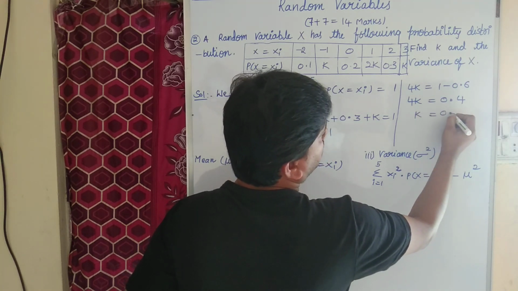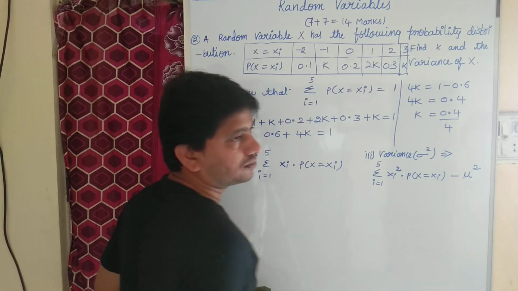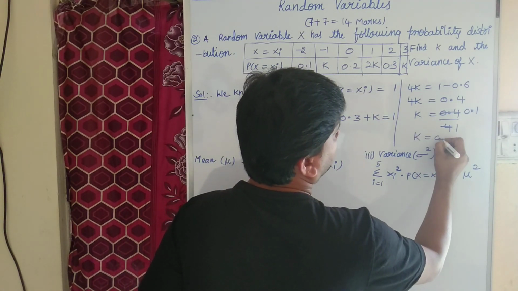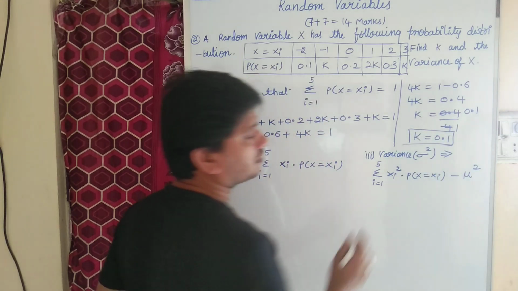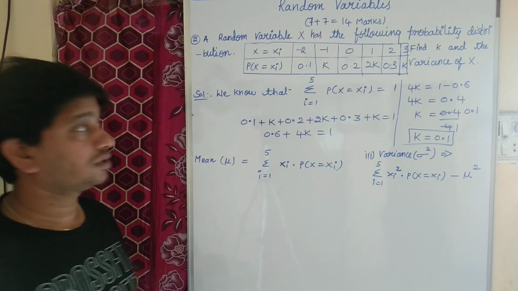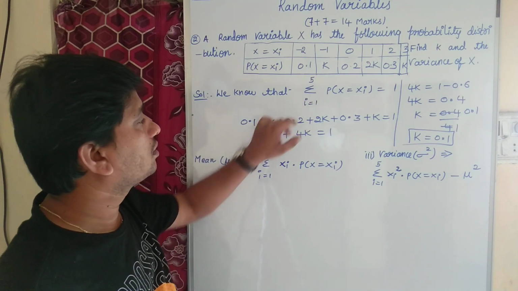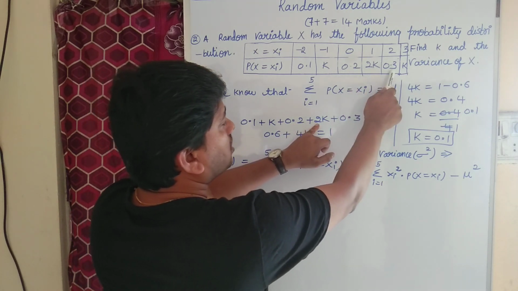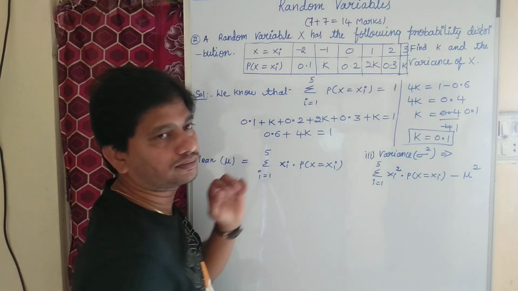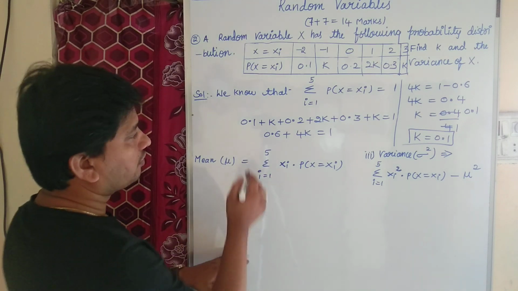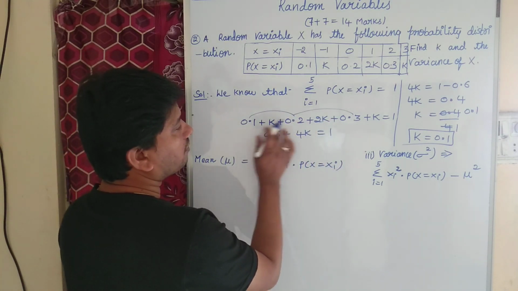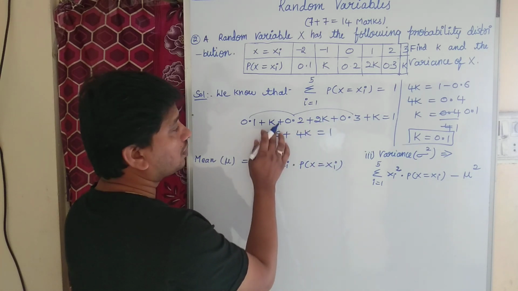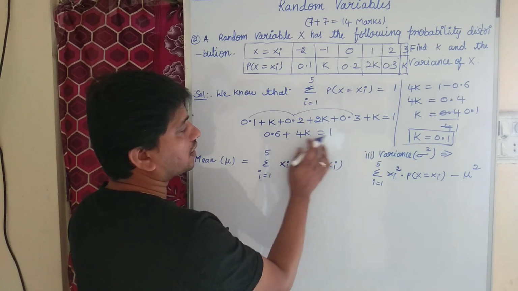So k value how much? 0.4 divided by 4, 4 1 ja, 4 0.1 ja. So what is the value of k, children? The value of k is 0.1. Children, are you confusing? Don't confuse. Simply 0.1 plus k plus 0.2 plus 2k plus 0.3 plus k must be equal to 1. How we got 0.6? We added this. 0.1 plus 0.2, 0.3. 0.3 plus 0.3, 0.6. k plus 2k 3k, 3k plus k 4k equal to 1.